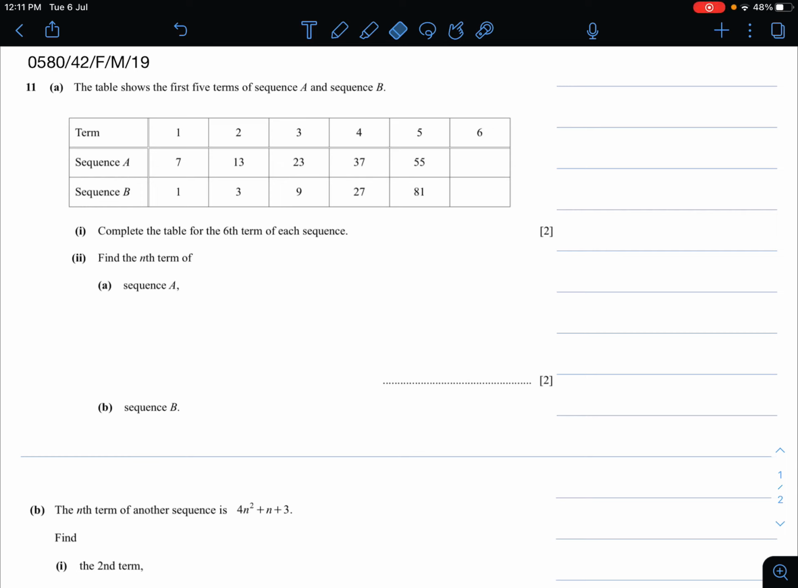Welcome to ANS Solver question 11. The table shows the first 5 terms of sequence A and B. Complete the table for the 6th term of each sequence.